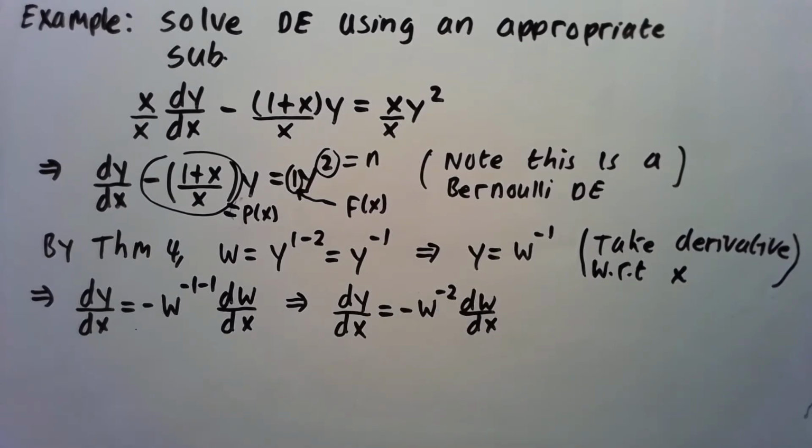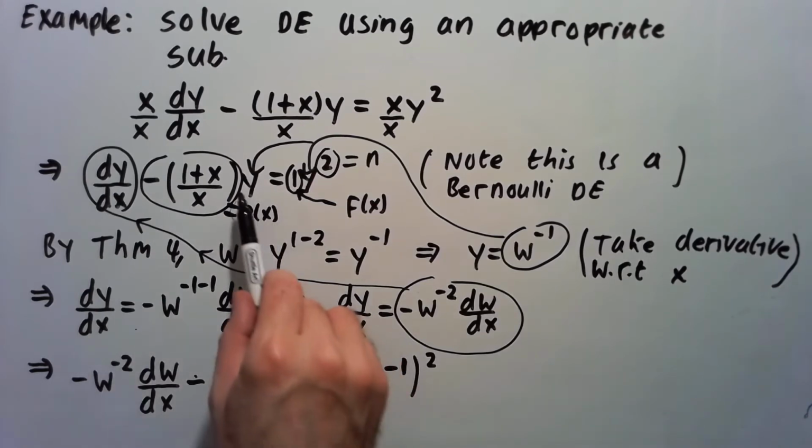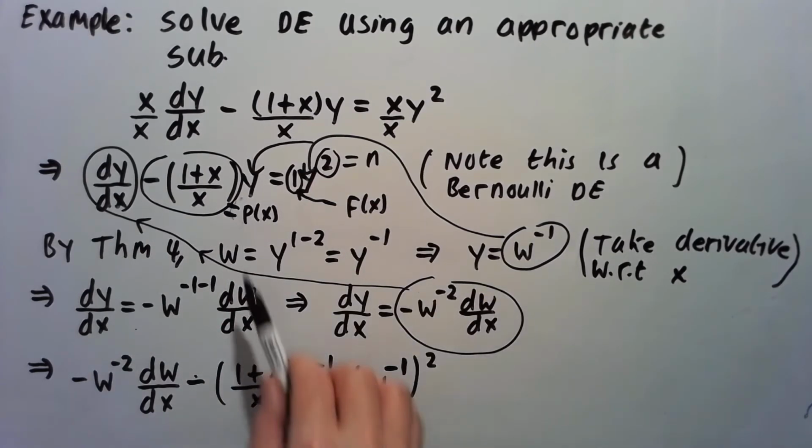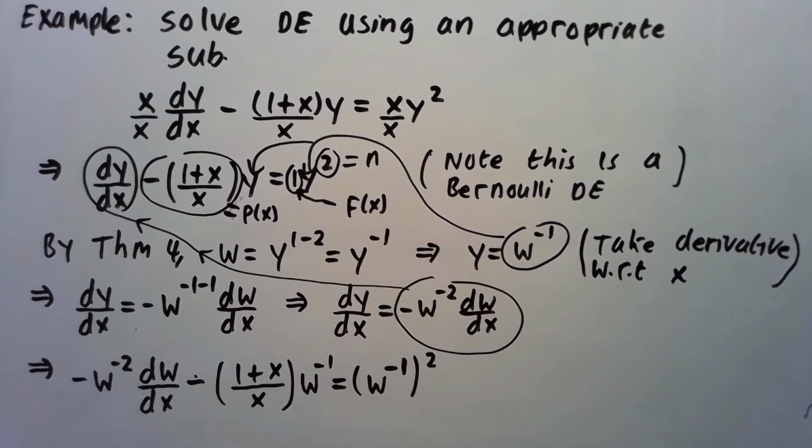Now we're going to substitute. In place of dy/dx, we're going to put this expression. In place of y up here, we're going to put w to the minus 1. So making the substitution, we get this. Again, we're putting this in place of dy/dx, which I've done here, and in place of y, putting w to the minus 1. I've done that here and here, and you're squaring it over here.